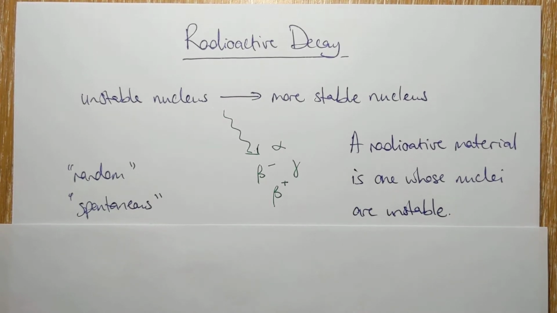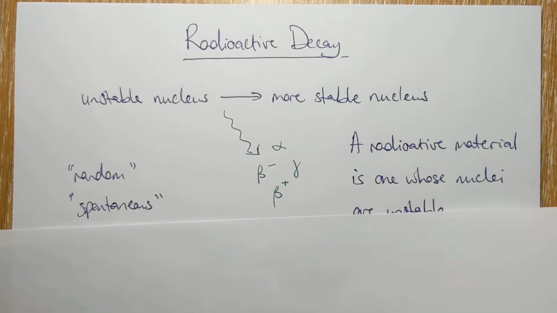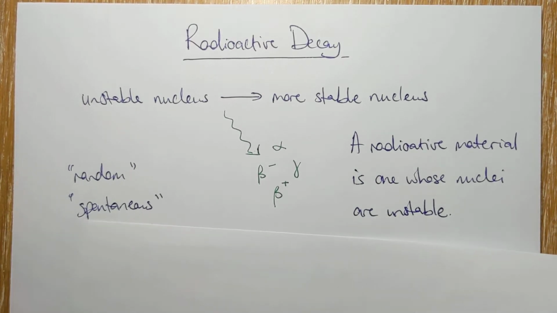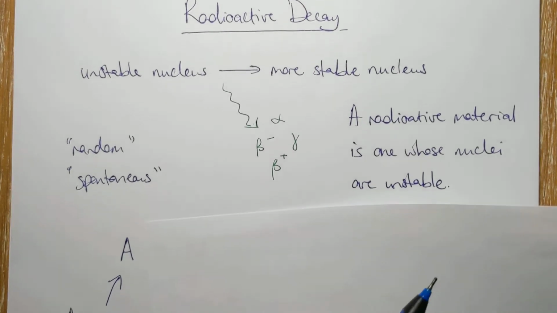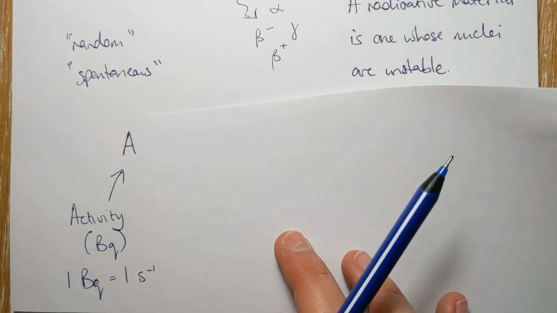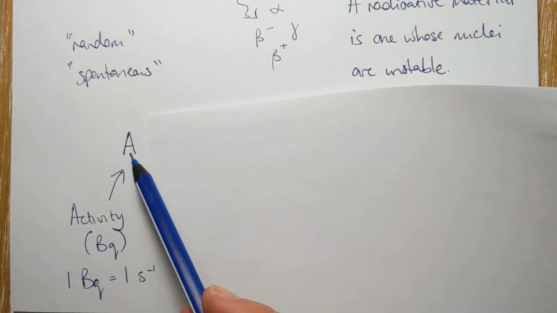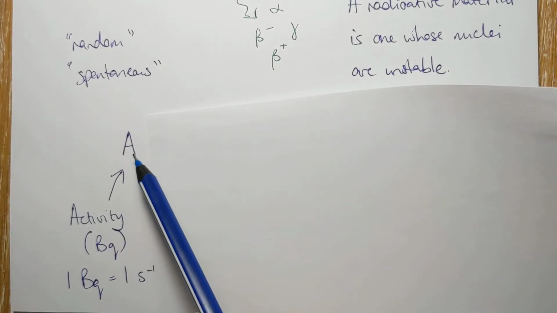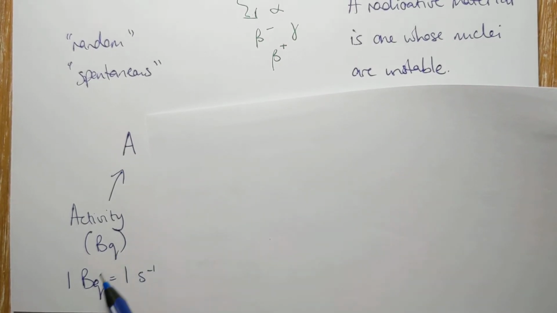So you might think, well, it seems like we can't know anything about radioactive decay, but that of course is not true. What we do know, for any particular radioactive material, we can work out how many nuclei are going to decay per second, and that's called the activity, the number of nuclei decaying every second. It's measured in becquerels, where 1 becquerel is 1 decay per second.